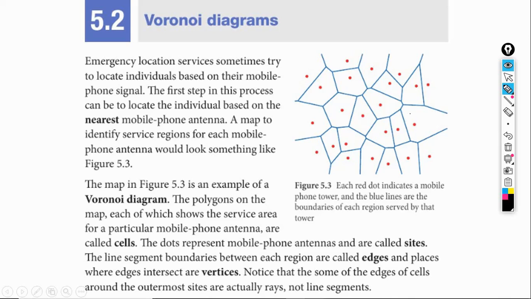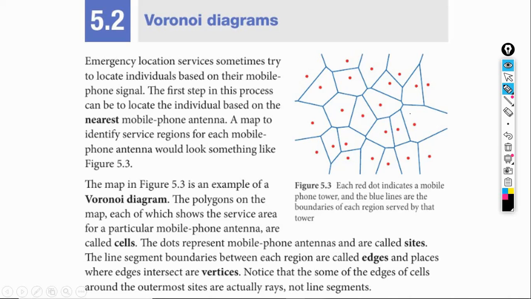So it says, emergency location services sometimes try to locate individuals based on their mobile phone signal. The first step in this process can be to locate the individual based on the nearest mobile phone antenna. A map to identify service regions for each mobile phone antenna would look like something on figure 5.3.